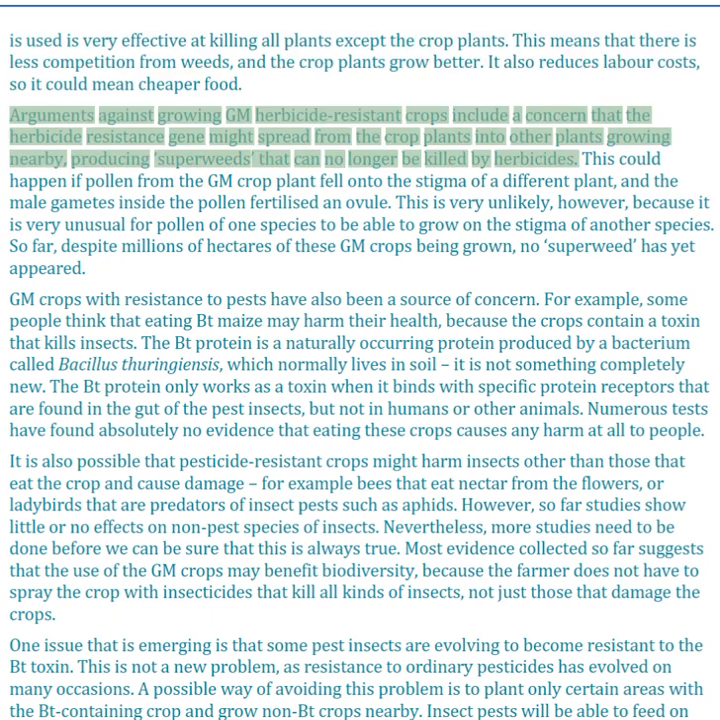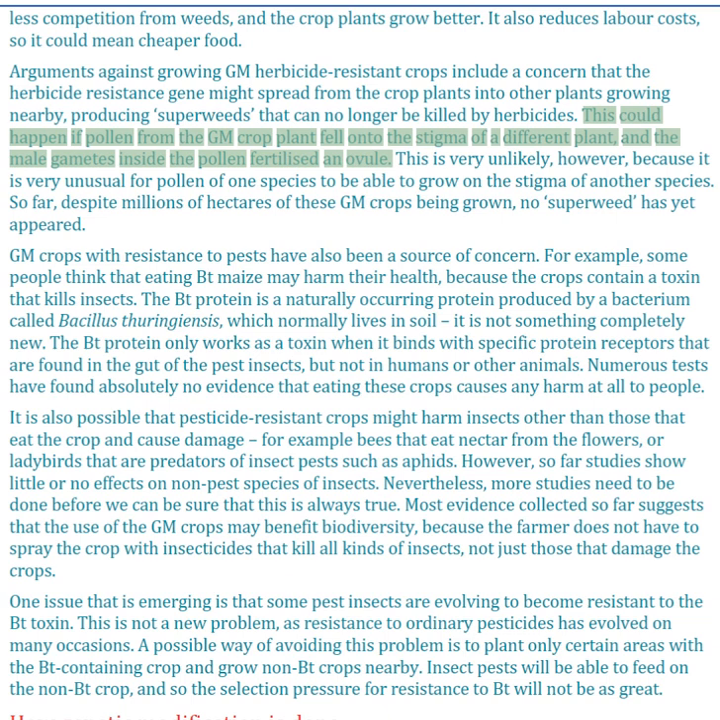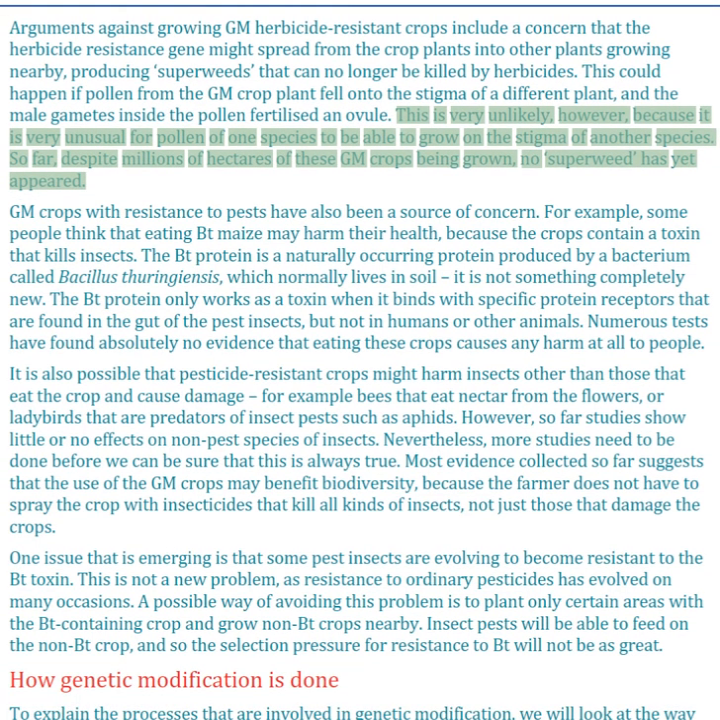Arguments against growing GM herbicide-resistant crops include a concern that the herbicide resistance gene might spread from the crop plants into other plants growing nearby, producing superweeds that can no longer be killed by herbicides. This could happen if pollen from the GM crop plant fell onto the stigma of a different plant and the male gametes inside the pollen fertilized an ovule. This is very unlikely, however, because it is very unusual for pollen of one species to be able to grow on the stigma of another species. So far, despite millions of hectares of these GM crops being grown, no superweed has yet appeared.